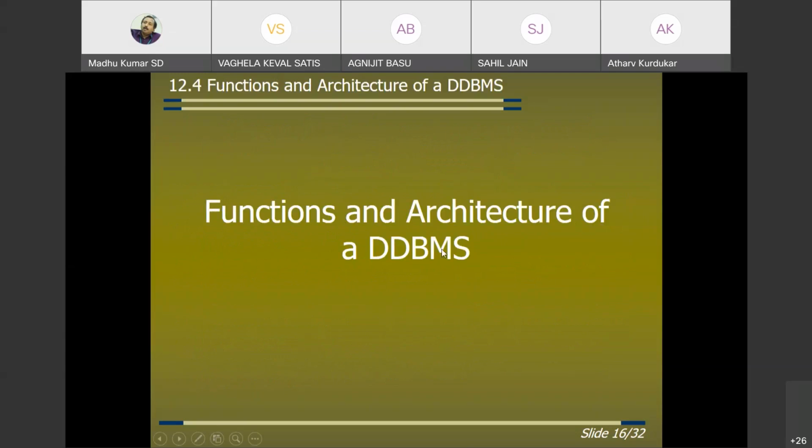Okay, so we will see more about the different functions of DBMS and its architecture in detail in the coming class.